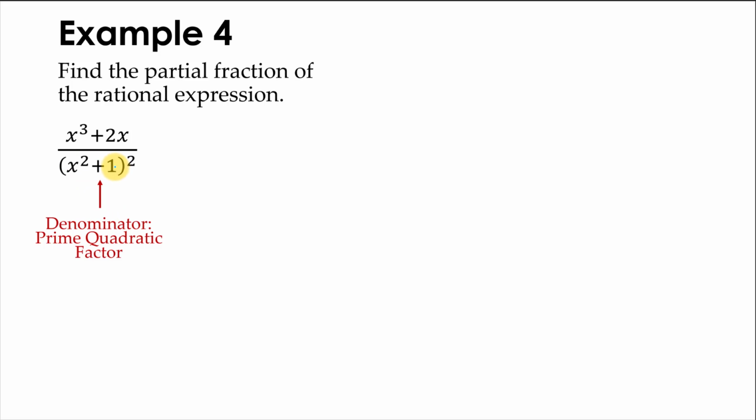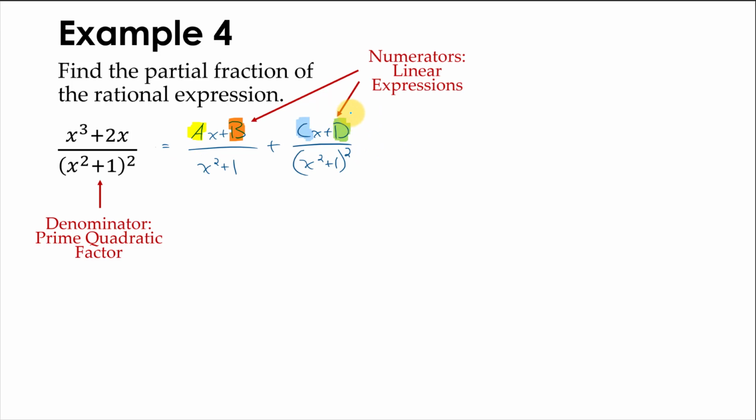So what I actually have to do here is rewrite these with numerators that are linear expressions. So these have to have a power of 1. Think of them as having a power of 1. Now instead of just a on the top, I need to write ax plus b over x squared plus 1. And then over here, again, because this is a partial fraction with a prime quadratic factor, I've got to write the numerator as cx plus d. I've got to have a linear expression with a power of 1 in my numerator.